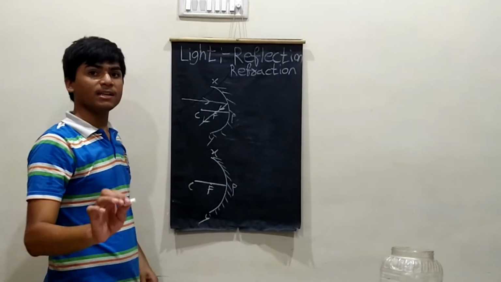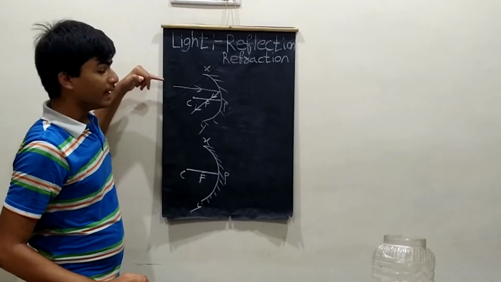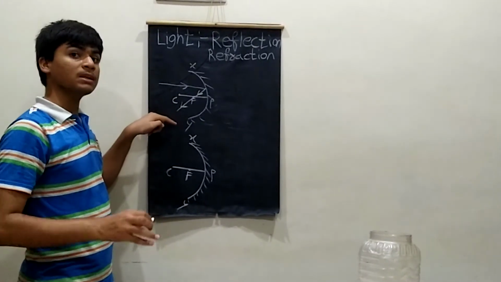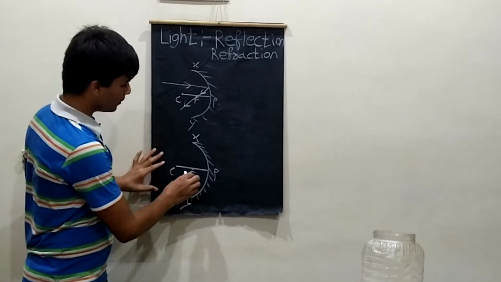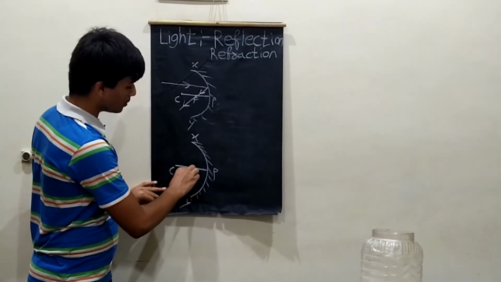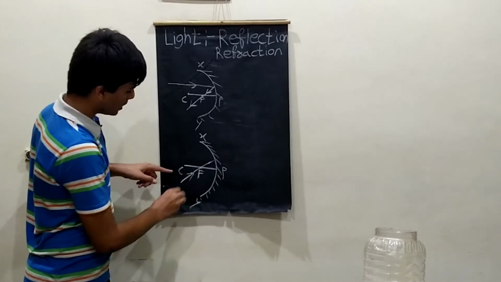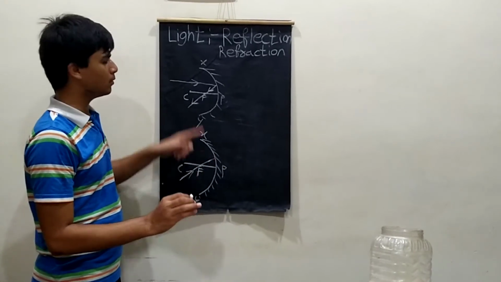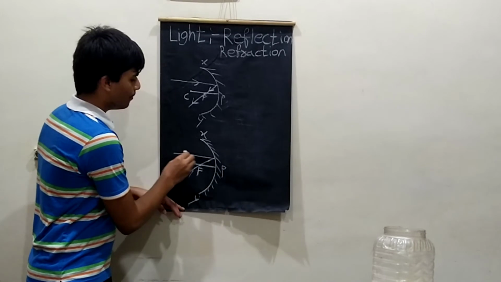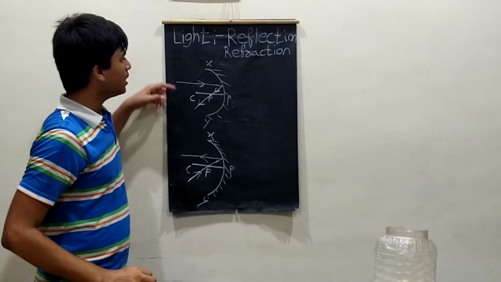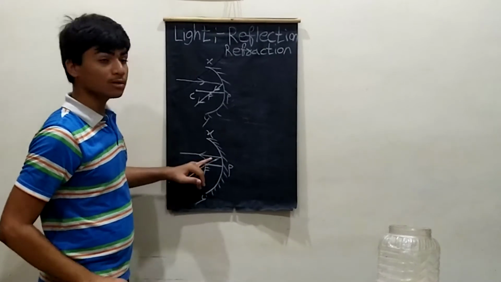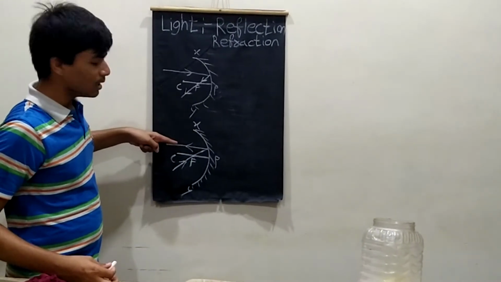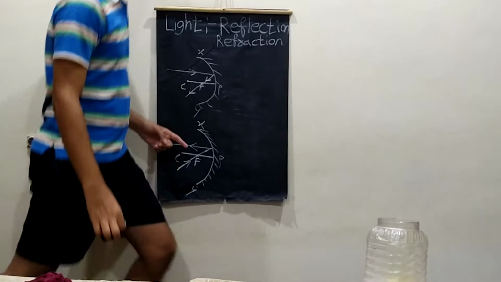Okay. Now the second case. In the first case you saw that if the light travels parallel to the principal axis, it passes through the principal focus. But what if the incident ray passes through the principal focus? See here, the incident ray is passing through the principal focus. Then after reflection, vice versa, it will travel parallel to the principal axis. Here it is the same as before, but after passing through the principal focus, the reflected ray travels parallel to the principal axis. Okay, that's the second case.